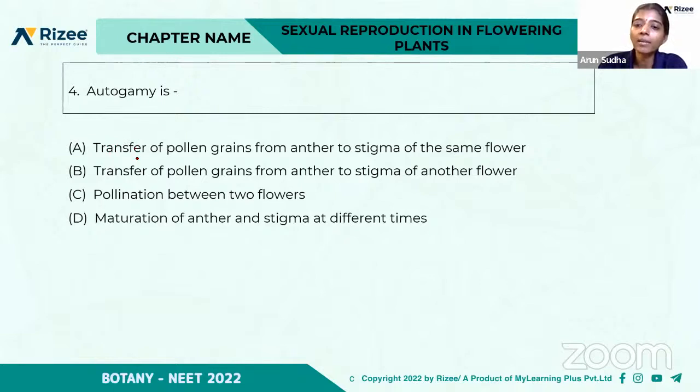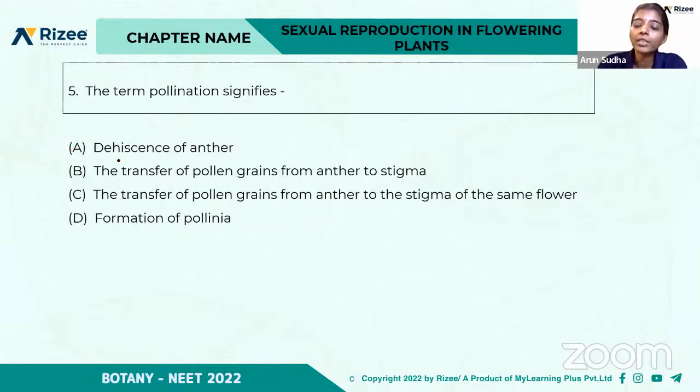Autogamy is transfer of pollen grains from anther to stigma of the same flower. Transfer of pollen grains from anther to stigma of another flower, pollination between two flowers, maturation of anther and stigma at different times. Yeah, A is the right answer.